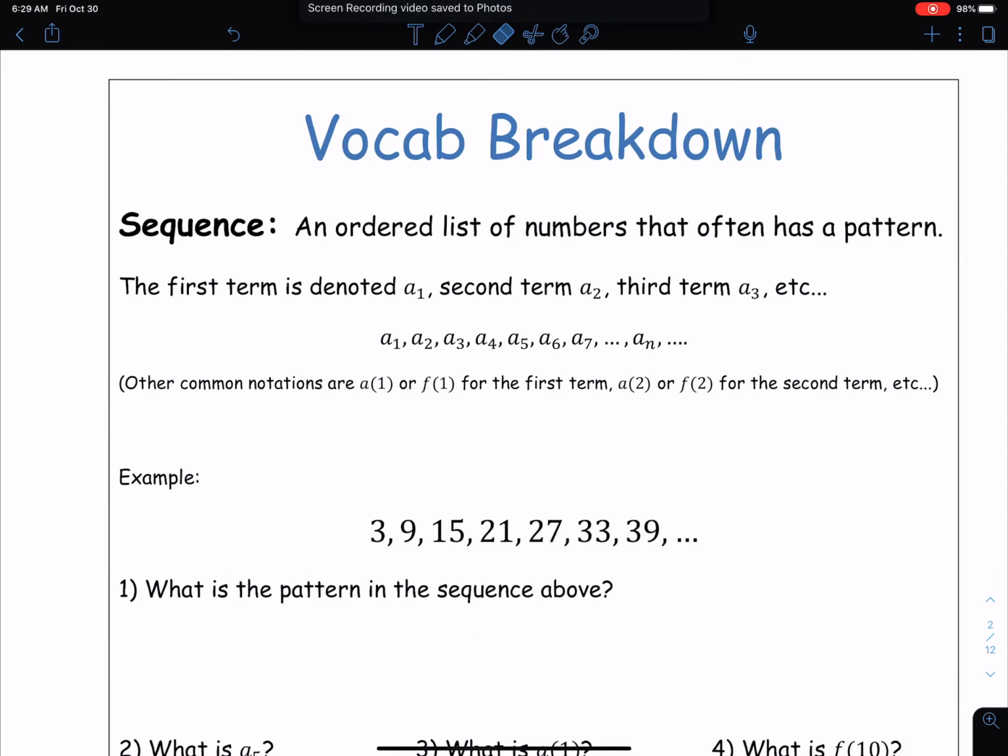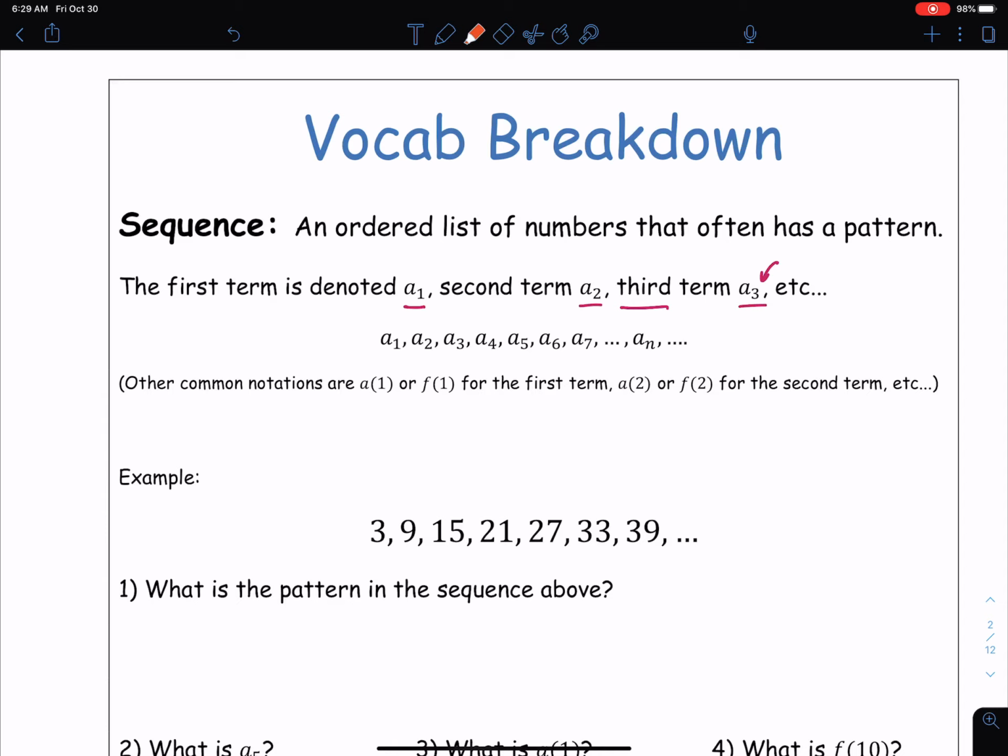So a sequence is an ordered list of numbers that often has a pattern. The first term is denoted A1. So remember, when it's a subscript, that denotes the location. Second term is A2. Third term is A3, because this would be the third term. And you can write it as A1, A2, A3, A4, A5, A6, A7, and it keeps on going on forever.